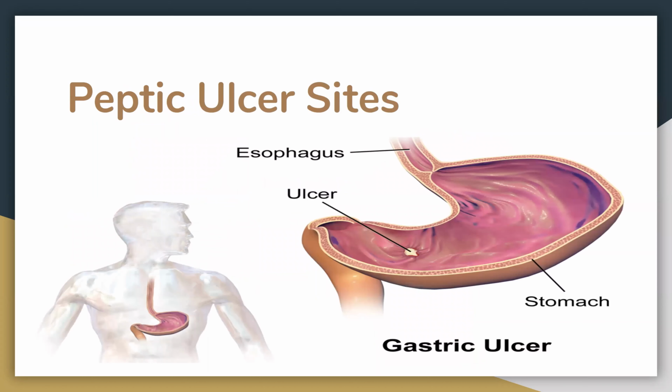Peptic ulcers are also called gastric ulcers. They are caused primarily from excessive acid from the nutrients that someone is consuming in their diet.